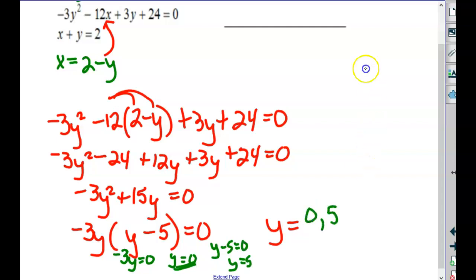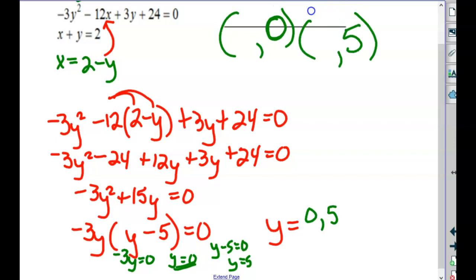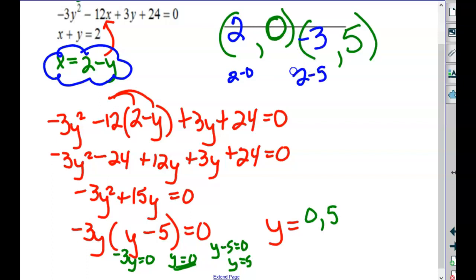Now, this is where it gets tricky. I don't know if you remember. Y could be 0 or y could be 5, but each one is a separate ordered pair. And each one is dependent on a particular x. You can't mix and match them at will. So if y is 0, look, this is our magic equation right here. It says x is 2 minus y. So 2 minus 0 would make this 2. 2 minus 5 would make this negative 3. Are you still lost, Martin?